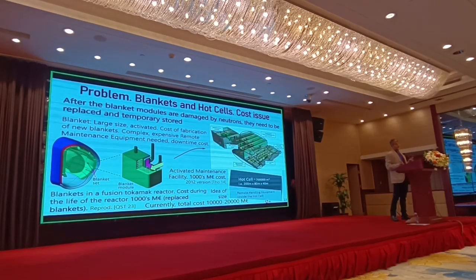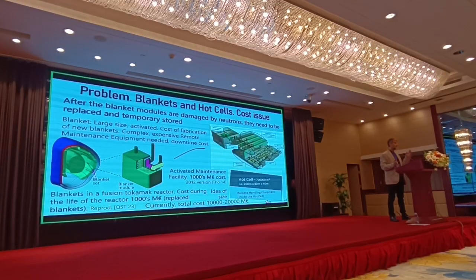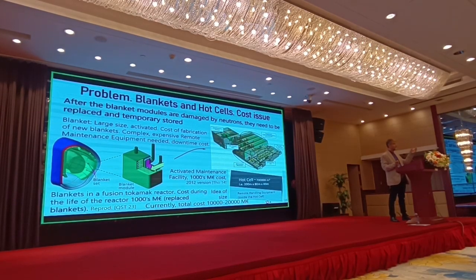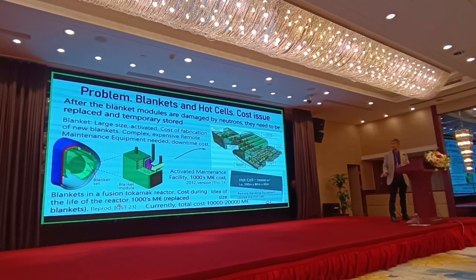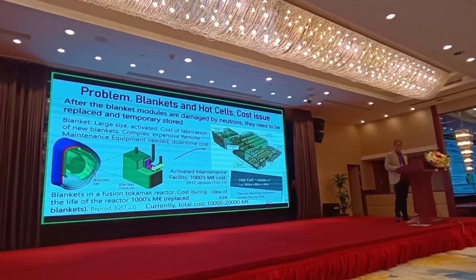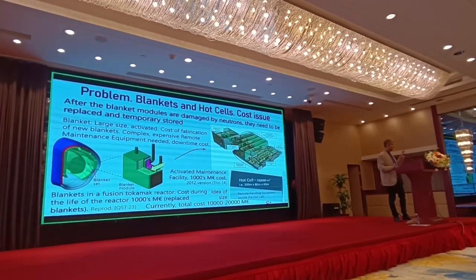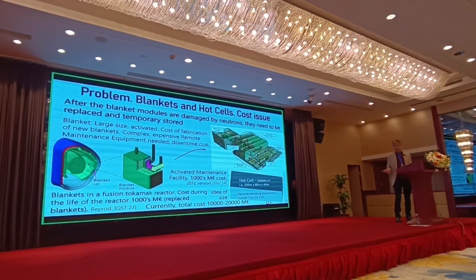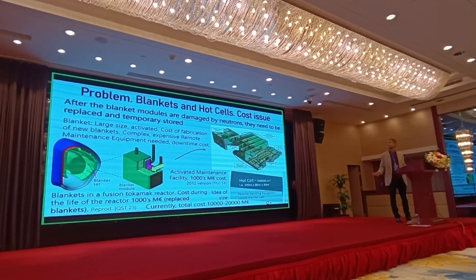We know that the blankets, after they are damaged by neutrons, we have to replace them. Blankets are large, are activated, we need large remote handling equipment, and we have to prefabricate these blankets again and again during the lifetime of the reactor. The cost of this could be thousands of millions of euros. Also, we need a space to put these blankets temporarily, these hot cells, very large, and the cost is also thousands of millions of euros.